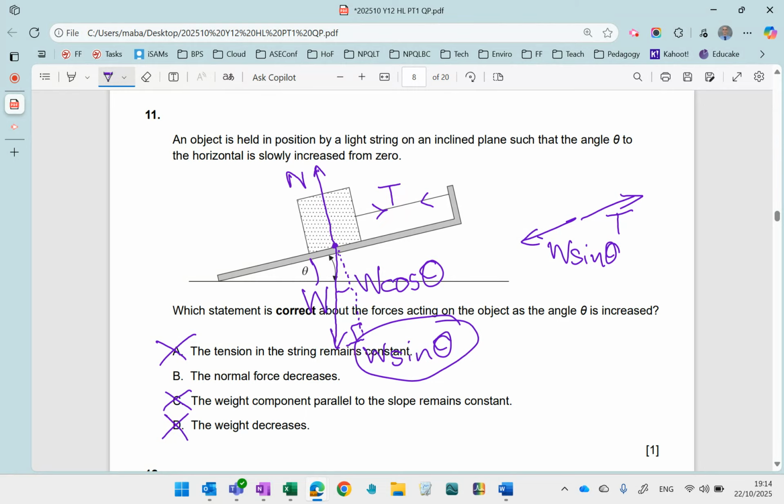And then the normal force decreases. Okay, so the normal force is given by W cos theta. As theta gets larger, cos theta decreases, so W cos theta will decrease. Okay, and that's the force that's balanced out by the normal reaction force. So as W cos theta decreases, then that means that the normal reaction force will also decrease. Okay, so it must be B.